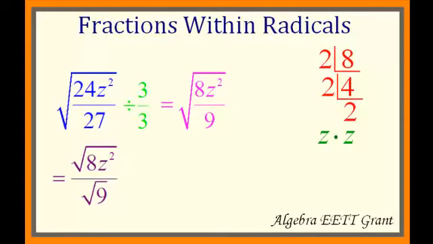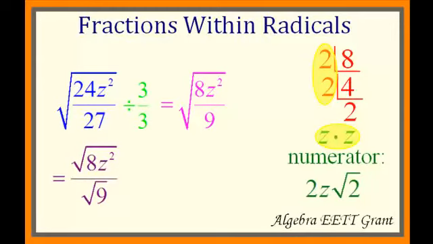So now I start looking for groups of 2 because these are square roots, and I notice I can pull a 2 out and I can pull a z out. Well, that's going to mean I have a 2 still left in the radical, so the numerator answer is 2z square roots of 2. Now for the denominator, the square root of 9, well, we know that one. That's 3. So our final answer for this one is 2z square roots of 2 all divided by 3.